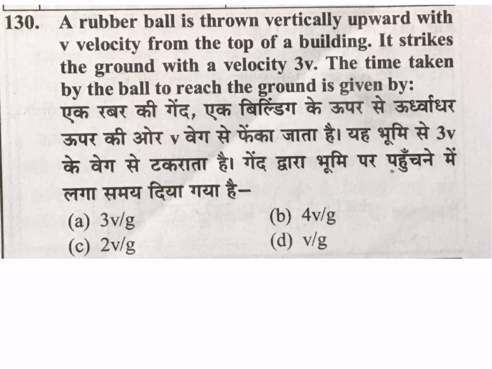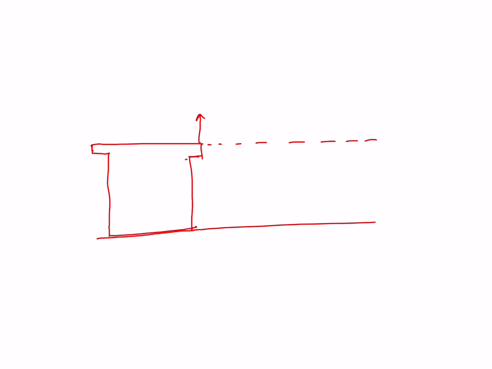Next question, a rubber ball is thrown vertically upward with velocity v from the top of a building. It strikes the ground with velocity 3v. First it was thrown vertically upward. It strikes the ground with velocity 3v. The time taken by the ball to reach the ground is given by how much? So if this is a building, from building top you are throwing upwards, and this is ground.